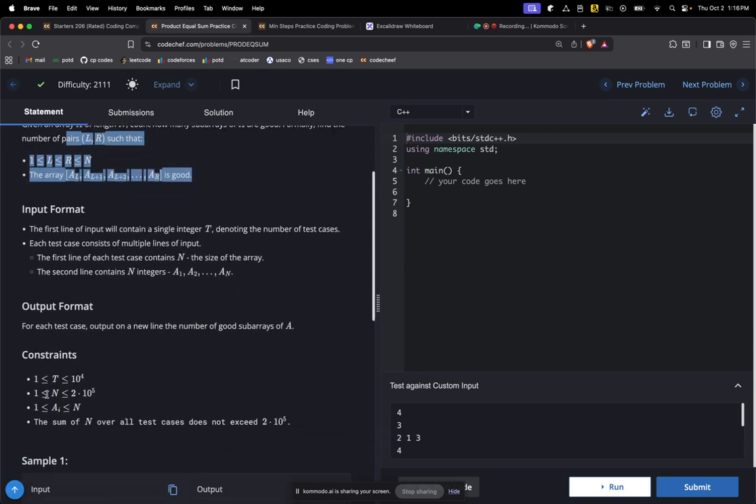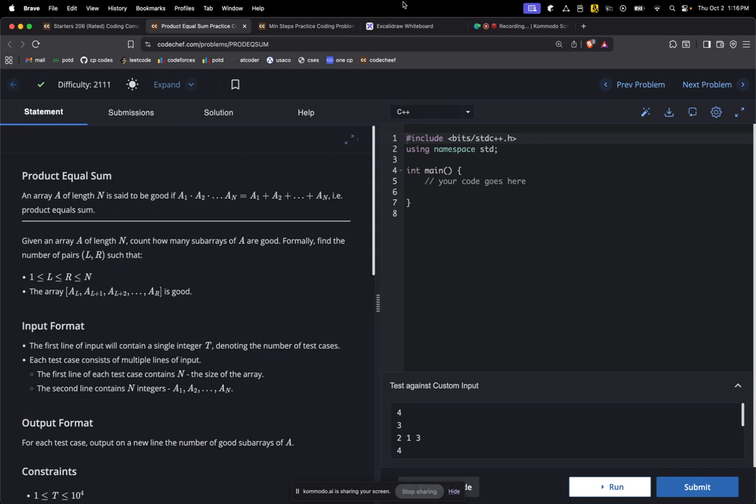Okay, the constraints. This is the normal pattern that you see: you're given the constraint n and also the sum of n over all test cases, which does not exceed 2e5. A_i is from 1 to n. So how do I solve this question?